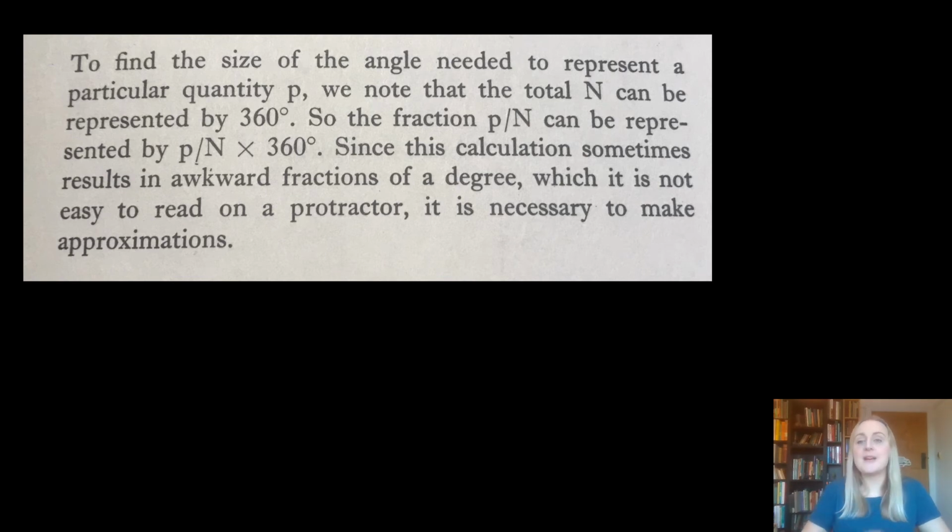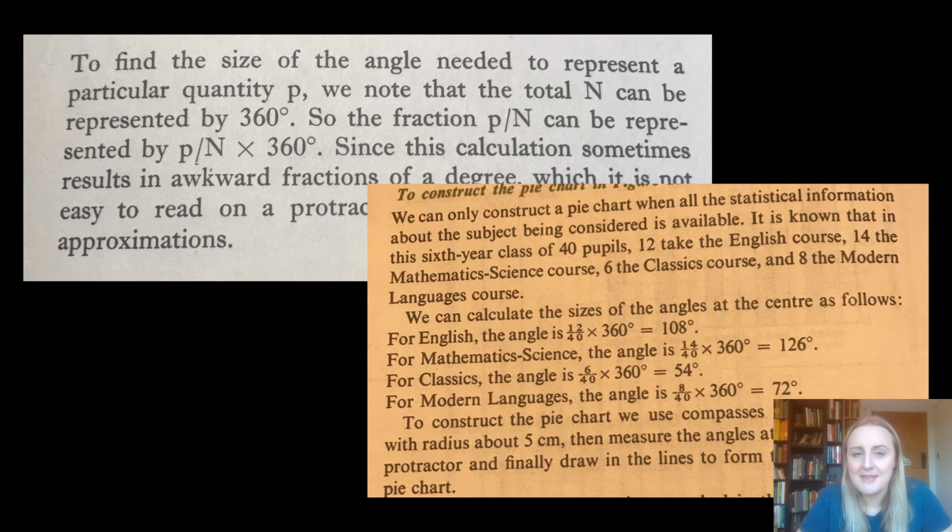In fact, this is a way that I've seen in books that I've read that are now quite old. This is a book from the 60s that says to find the size of an angle, we need to work out the fraction p over n, where p is the particular quantity and n is the total, and then we multiply it by 360. So there's certainly nothing new in this approach. It's been around a long time. And there's another example from a book, again from decades ago, where it says that we work out the fraction over the total and multiply it by 360. So it's a really, really common way of doing it.